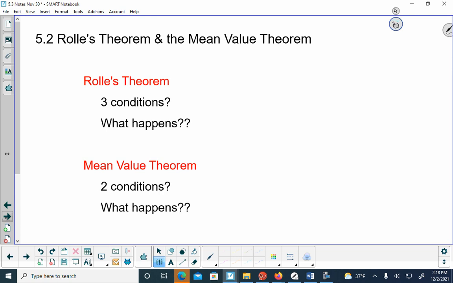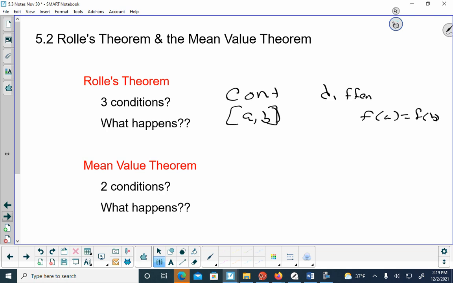Okay. 5.2 is when we introduced Rolle's theorem and mean value theorem. And I feel like you guys are still on the struggle bus with this. So here we go. 3 conditions for Rolle's theorem. What are the 3 conditions? Continuous. Has to be differentiable. And then f of A has to equal f of B. So this has to be continuous on the closed interval, and it has to be differentiable on the open interval.